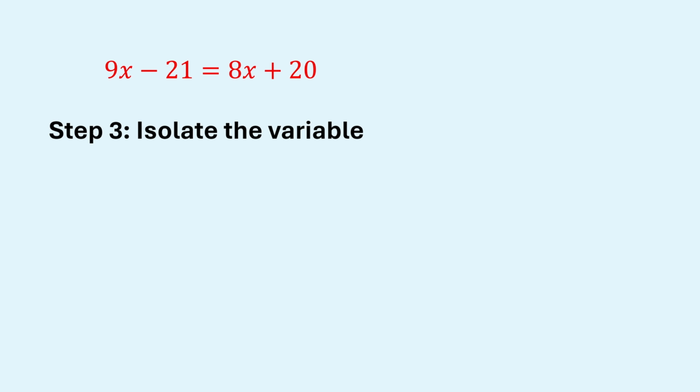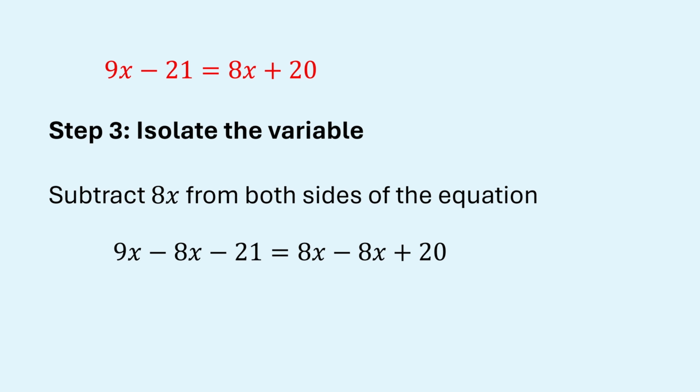Step 3. Isolate the variable. Subtract 8x from both sides. So we have 9x minus 8x minus 21 is equal to 8x minus 8x plus 20. 9x minus 8x becomes x, and 8x minus 8x becomes 0. So now the equation is x minus 21 is equal to 20.